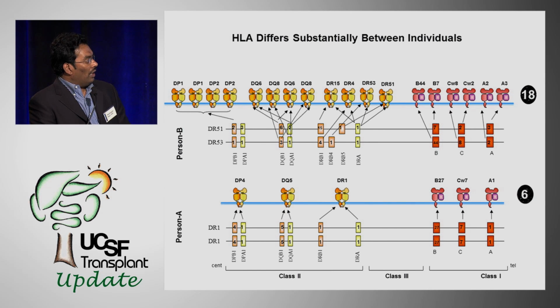So just looking at the number, one individual can express 18 different HLA molecules, another individual can express only 6 HLA molecules. And this is the diversity in HLA systems. This kind of extensive diversity can be seen within families. One child can have only 6 HLA molecules, another one can have 18 different HLA molecules.